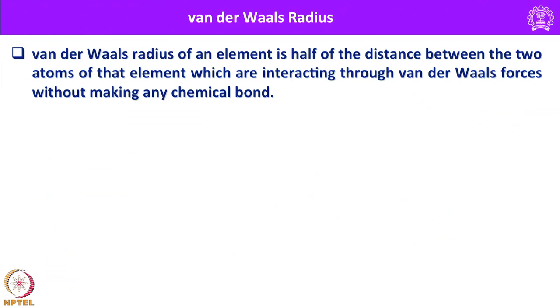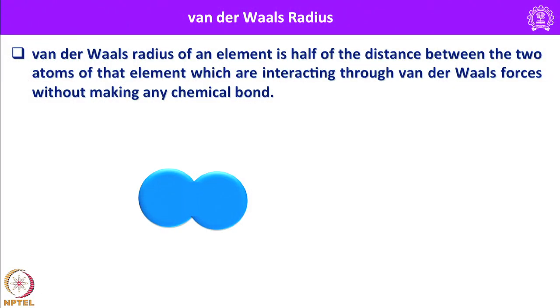Another term we should be familiar with while discussing chemistry is van der Waals interactions and van der Waals radius. So, what is van der Waals radius? The van der Waals radius of an element is half of the distance between two atoms of that element which are interacting through van der Waals forces without making a formal chemical bond. I repeat, it is half of the distance between the atoms of that element interacting through van der Waals forces without making any formal chemical bond. How do we visualize that? Let us look into this cartoon here.